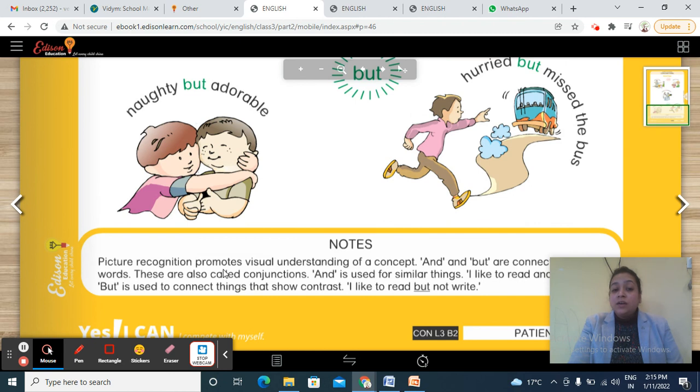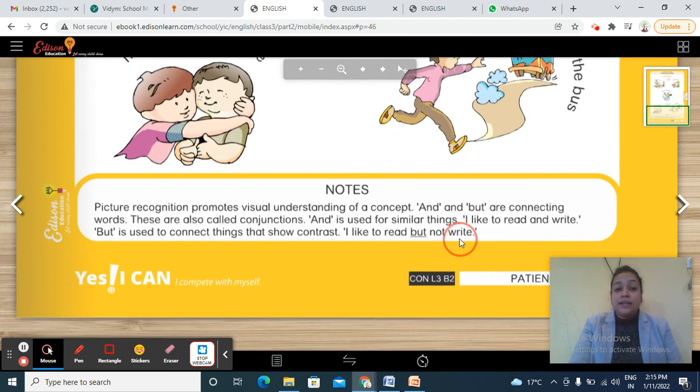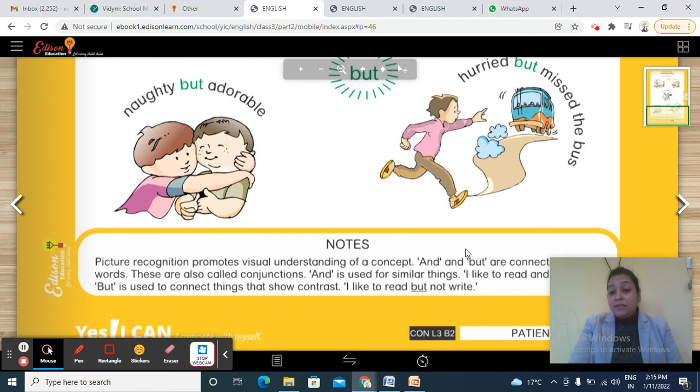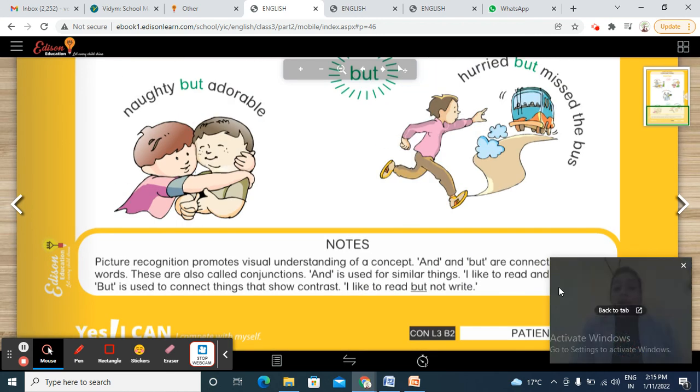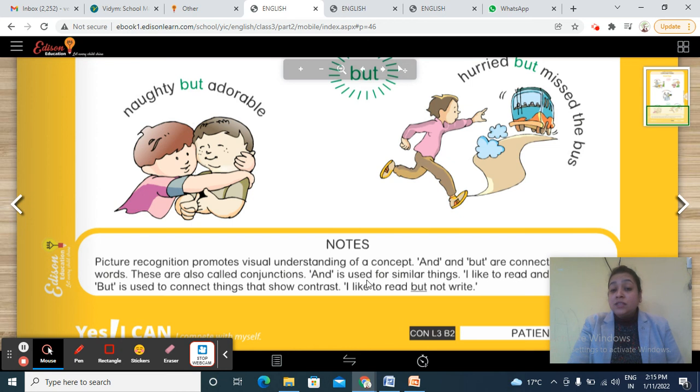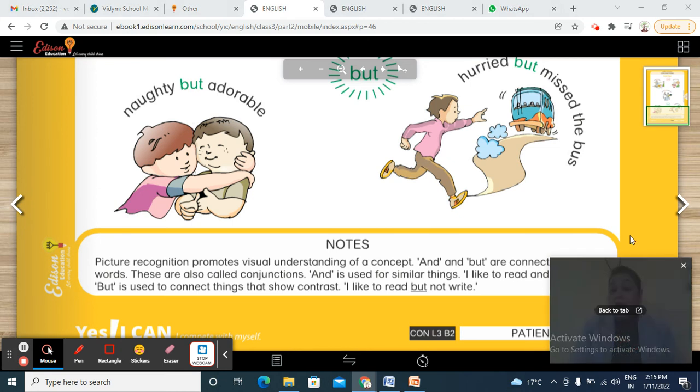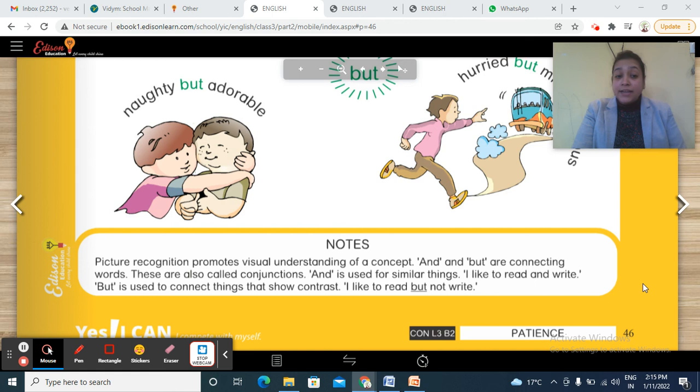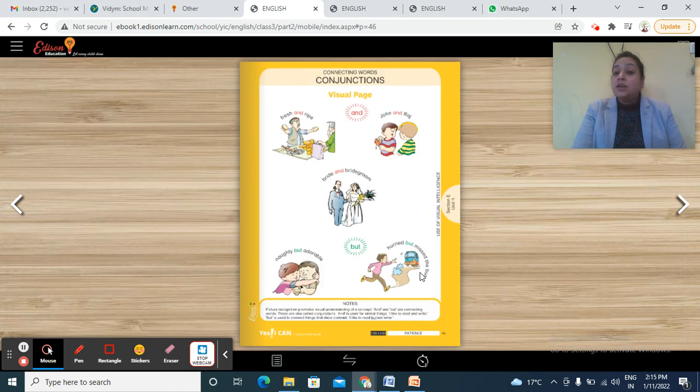So the picture recognition promotes the visual understanding of the concept. "And" and "but" are the connecting words. These are called conjunctions. "And" is used for similar things: I like to read and write. "But" is used to connect things that show contrast: I like to read but not to write. Getting this point, right?